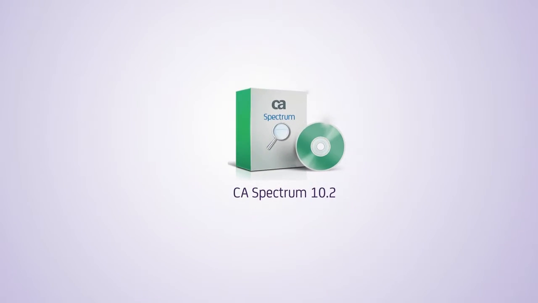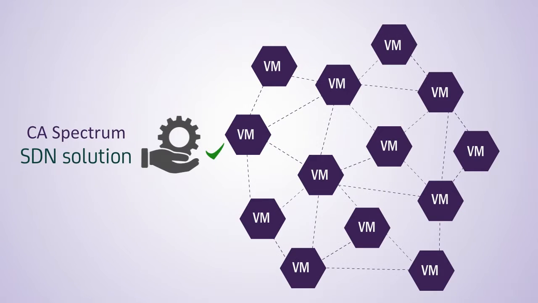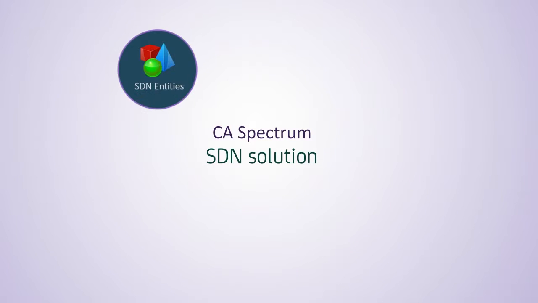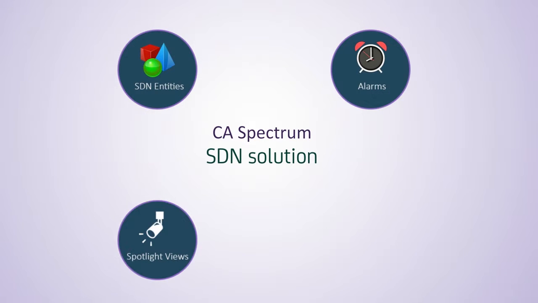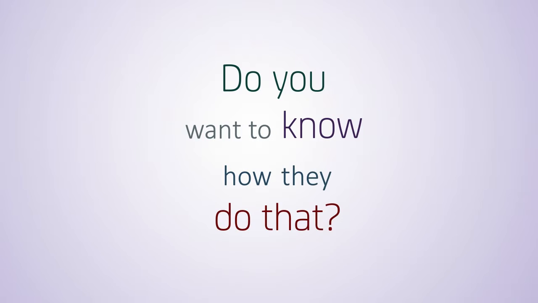With CA Spectrum 10.2, they are happy to hear that the CA Spectrum SDN solution can help them to meet the needs of SDN and virtual network functions. With this, they can view different SDN entities, alarms, spotlight views, and vMotion. Do you want to know how they do that?